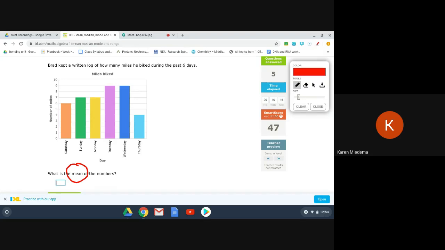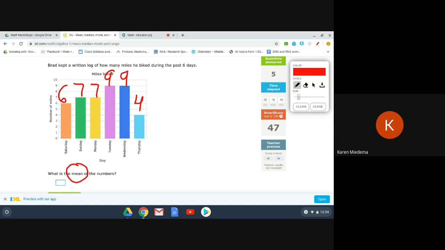So it says Brad kept a written log of how many miles he biked during the last 6 days. So we have Saturday, he biked 6 miles. Sunday, he biked 7 miles. Monday, he biked 7 miles. Tuesday, he biked 9 miles. Wednesday, he biked 9 miles. And Thursday, he biked 4 miles. So we have 6 pieces of data here.